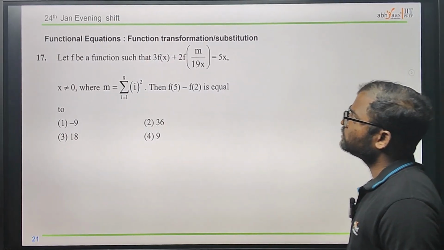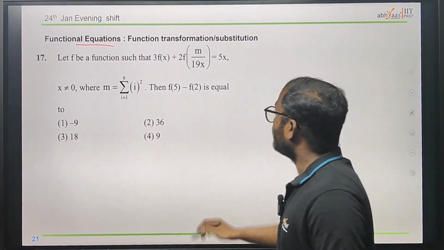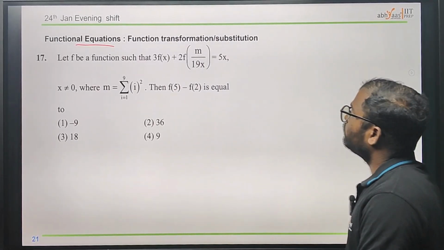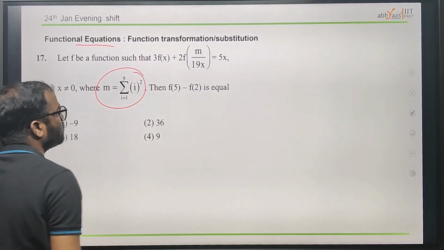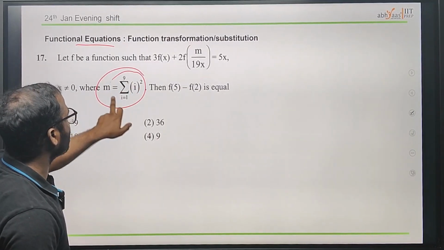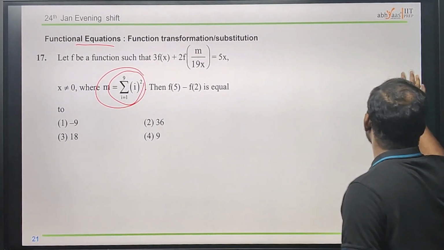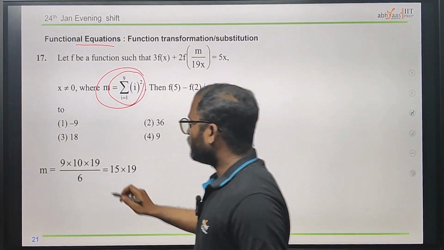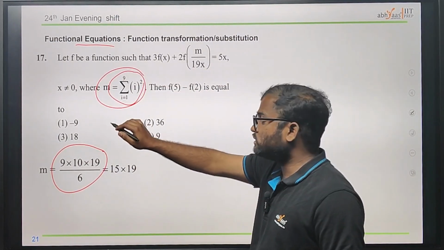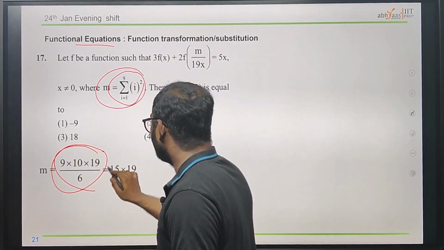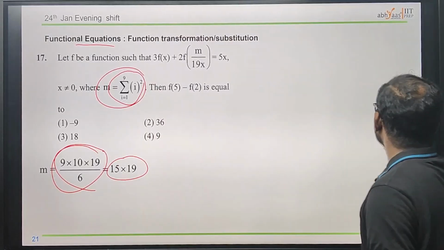Now, the next question on functional equations, which they have given. Here we need to put m, some m, in order to make it look easy for us. Also they have given m as this one. We need the sum of all these. We know when we have n squared type, for n square we have the nth term, just substituting values. Just adding all these things, we have got 15 into 19. We got the m, just substituting the m in place of that one.